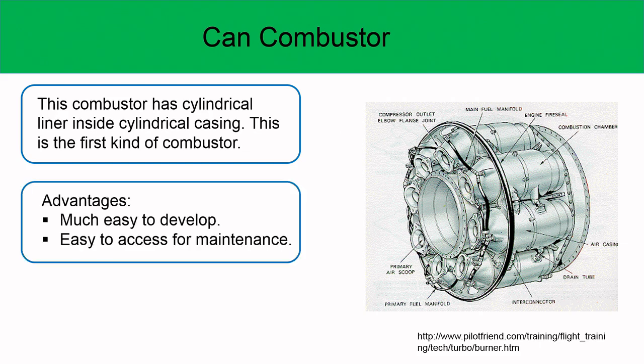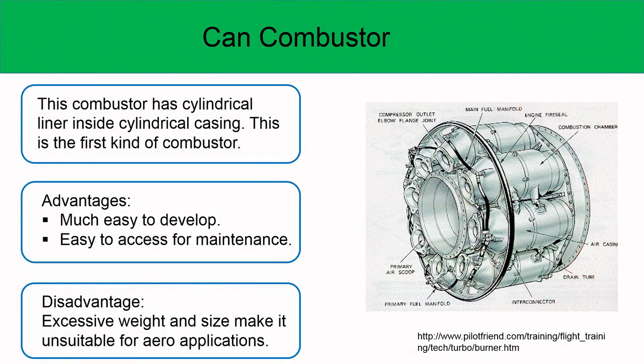Now, the advantage is that this was very easy to develop, because you just need to develop one can combustor, and then you can replicate it and arrange them in a circumferential manner. It is also easy for maintenance. You can just take out one combustor and repair whatever needs to be done. But of course, the metal that goes into the individual cans adds excessive weight and size, which makes it unsuitable for aero applications. In anything related to aerospace applications, weight is a very important factor, so you want to have minimal weight for the engine.